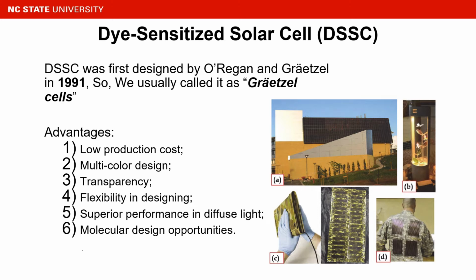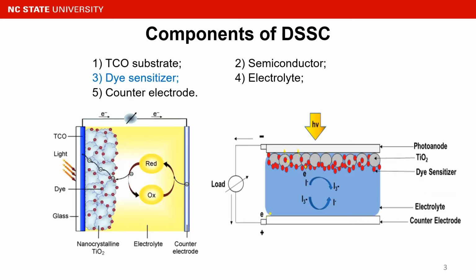Its advantages are low production cost, multicolor design, transparency, flexibility in design, superior performance in diffuse light, and molecular design opportunity. Components of the dye-sensitized solar cell: the TCO substrate, semiconductors, dye sensitizer, electrolyte, and counter electrode.